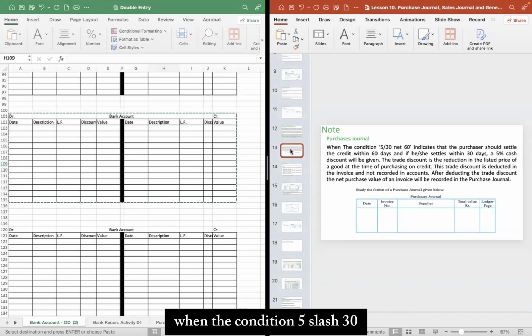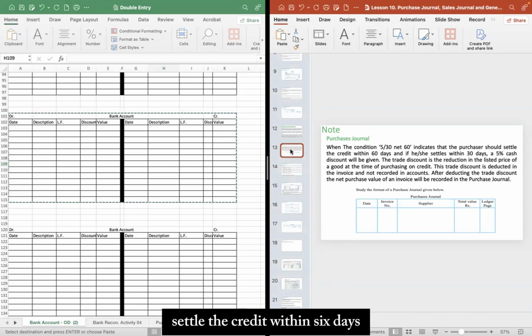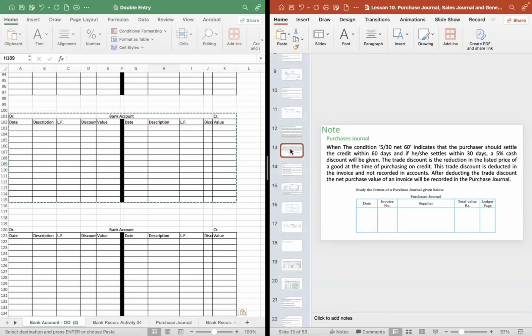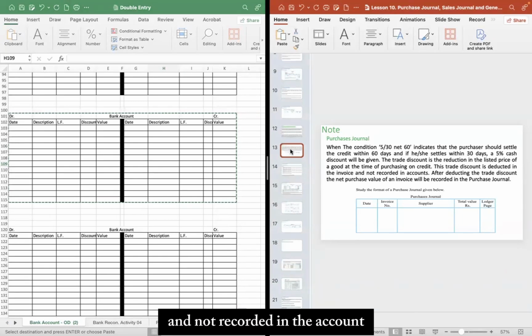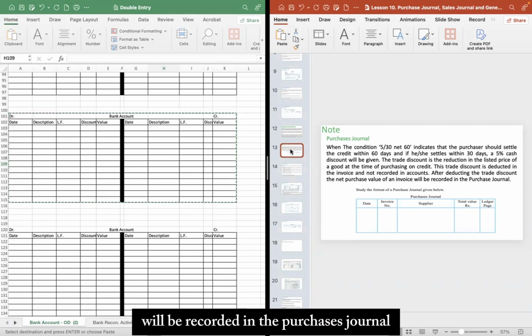Okay, this is a continuation of the last slide. The condition 5/30, n/60 indicates that the purchaser should settle the credit within 60 days, and if they settle within 30 days, a 5% discount will be given. The trade discount is the reduction in the listed price of a good at the time of the purchase on credit. This trade discount is deducted in the invoice and not recorded in the accounts. After deducting the trade discount, the net purchase value of the invoice will be recorded in the purchases journal.